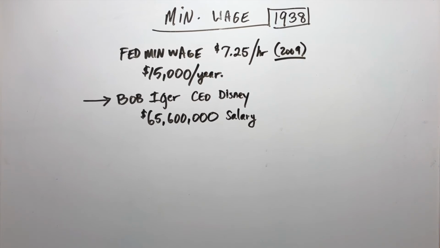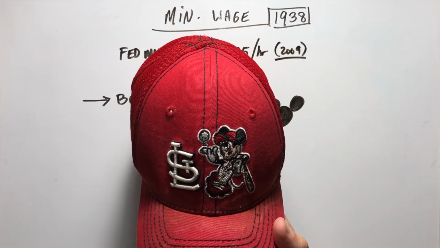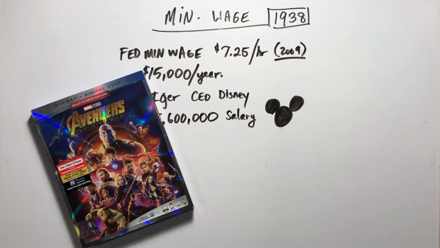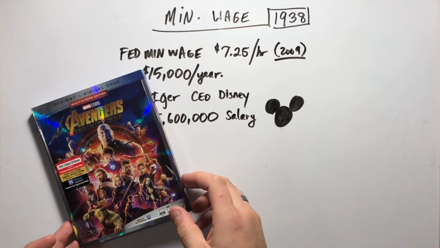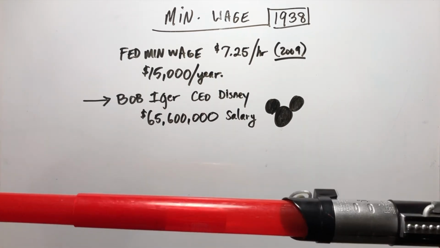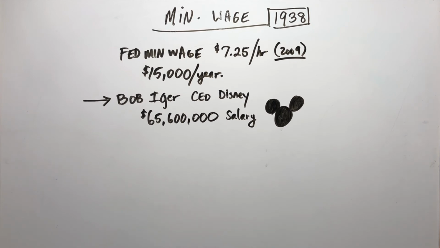Okay? Now, most people know Disney. Not hard to figure out. And you see Mickey Mouse on anything from a Cardinals hat, best baseball team there is, or if you know Disney from movies like The Avengers, as Disney owns Marvel Studios, they also own a little bitty franchise that deals with this kind of stuff. So, Disney's got a lot of things going on. But Bob Iger's salary of $65.6 million is kind of crazy.